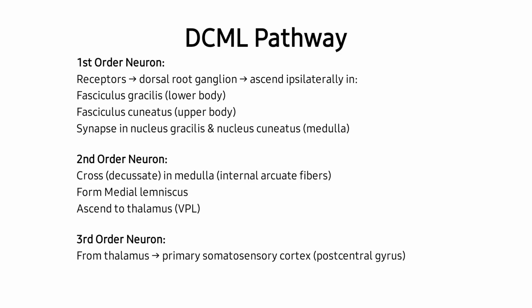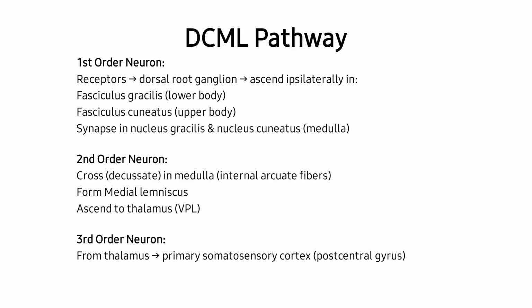Okay, then from there we have the second order neuron. Once they synapse on the nucleus, we move on to the second order neuron. From the second order neuron, they now cross, or they now decussate. Remember the term decussation, that's just crossing of fibers. So these fibers now do what? Decussate in the medulla. Once they decussate in the medulla, forming the internal arcuate fibers, they then form what? The medial lemniscus.